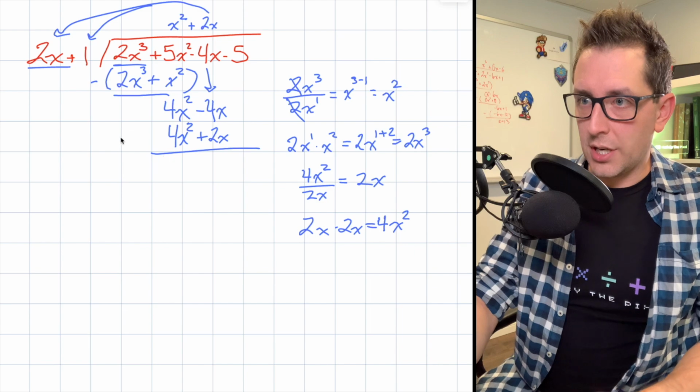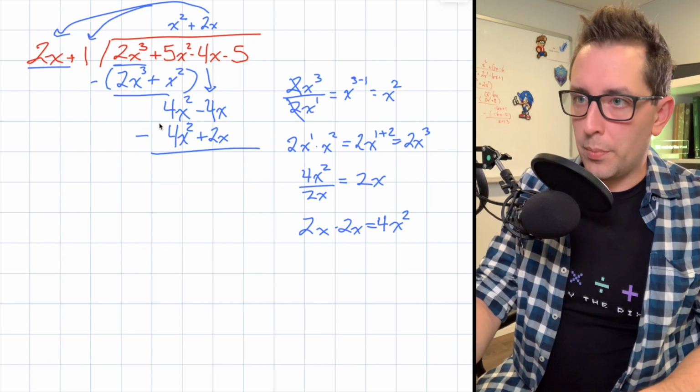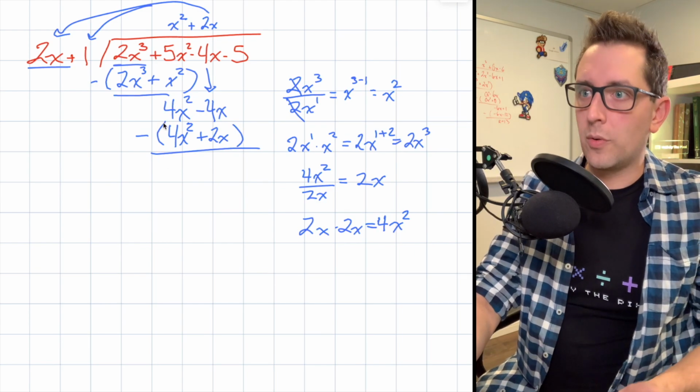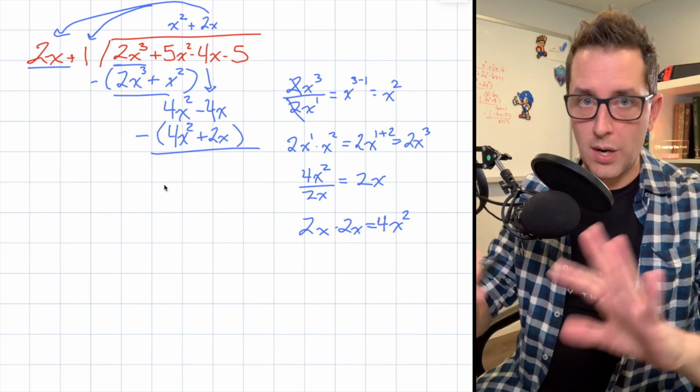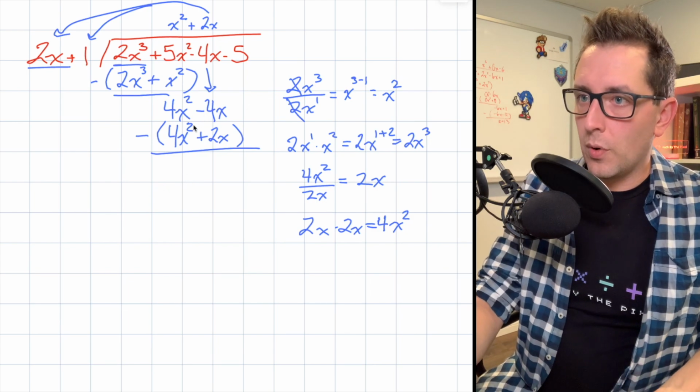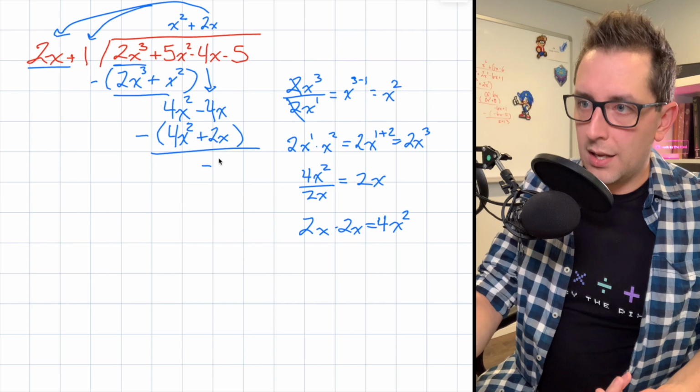Next step is the subtraction again. So I'm going to subtract straight down. I'm going to put this in brackets, right? 4x squared minus 4x squared. That's just 0x squared. I'm not going to write that. And then I have negative 4x minus 2x. Well, that's going to be negative 6x.